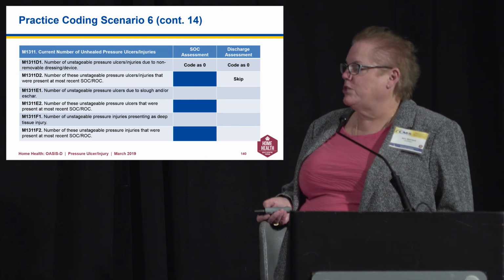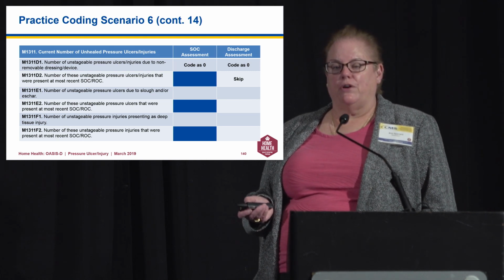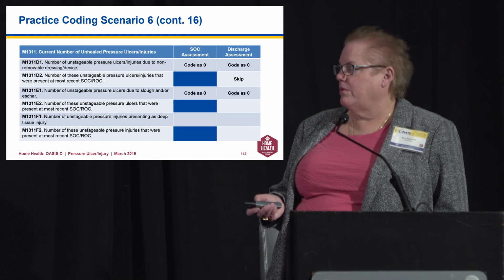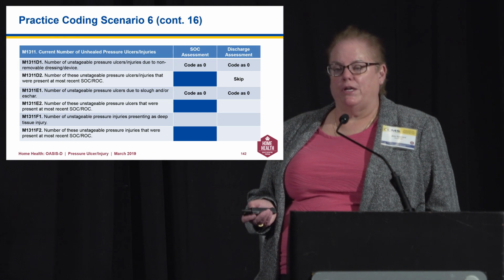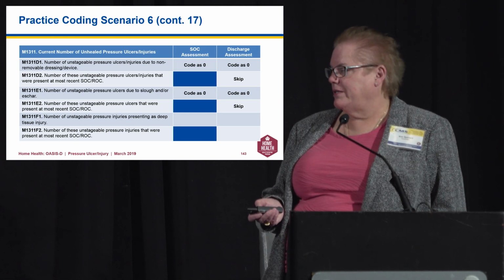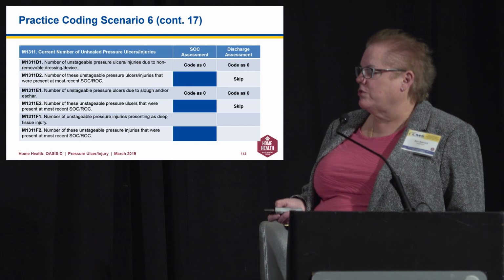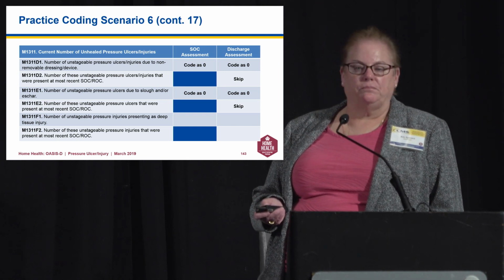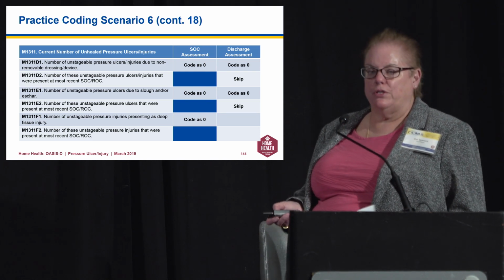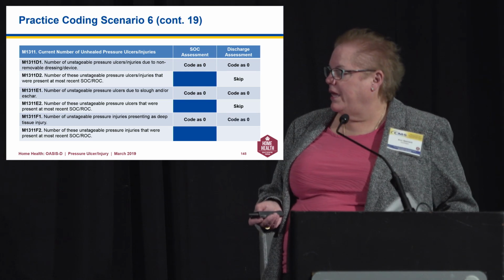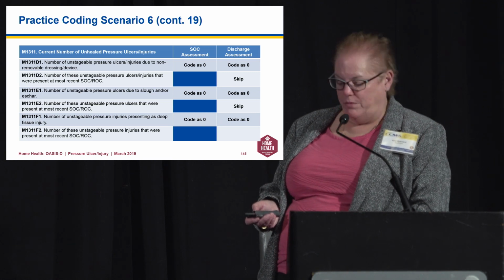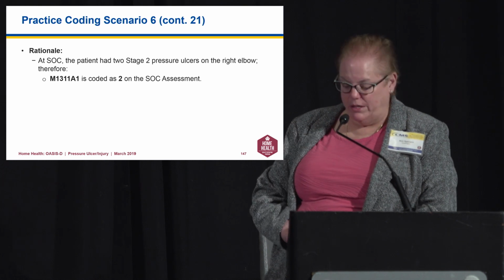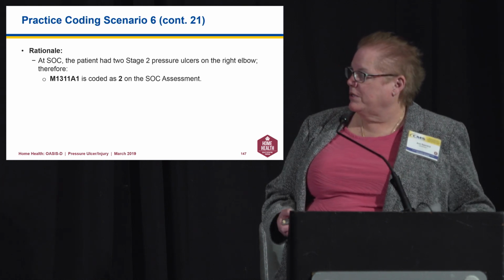How about the unstageable pressure ulcers due to slough or eschar? Any on start of care? No, we had 0. How about at discharge? Right. And so the next question, how many were present at start of care? Skip, you got it down now. And the number of unstageable pressure injuries presenting as deep tissue injuries. Any at start of care? Nope, 0, good. How about at discharge? Right. And then the number of these unstageable pressure ulcers that were present. Skip, good.